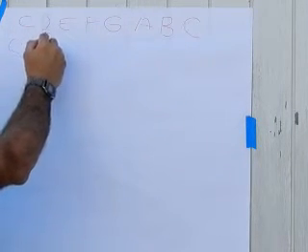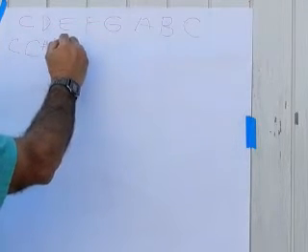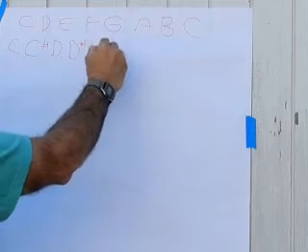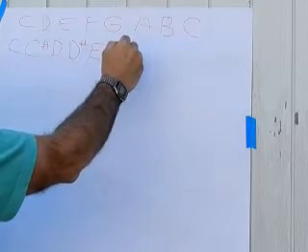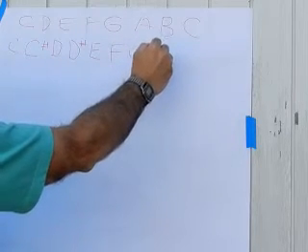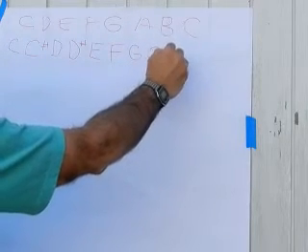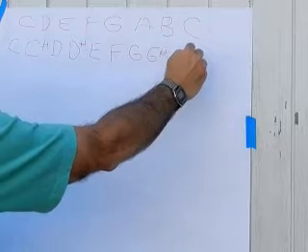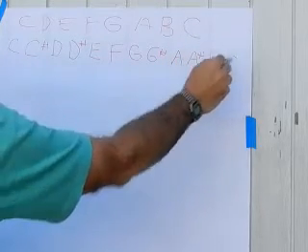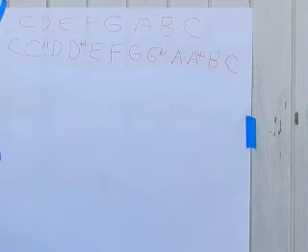You've got C, C sharp, D, D sharp, E, there's no sharp or flat between E and F, G, G sharp, A sharp, B, and then there's no sharp or flat between B and C.